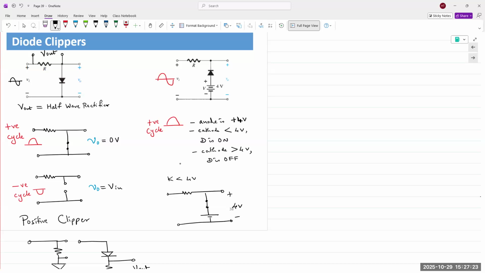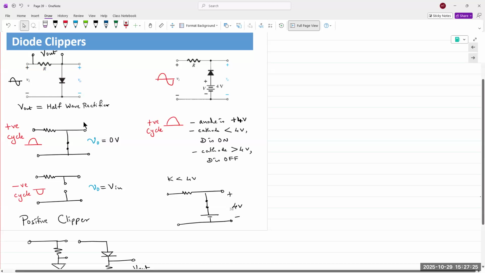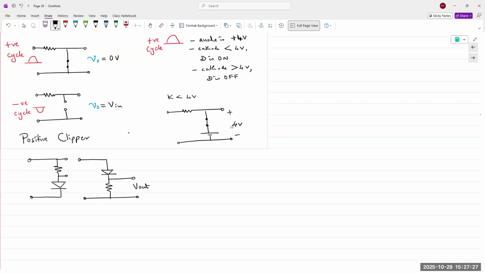So now let's ask this. What happens when cathode goes above 4 volts? Diode turns off. What is my output then? VO is equal to V in.